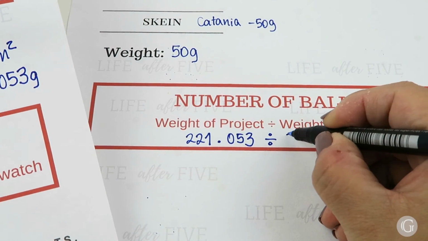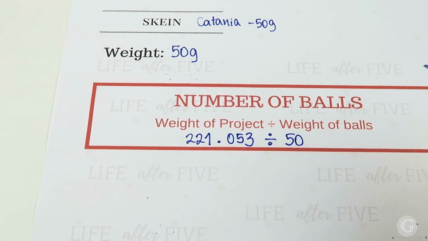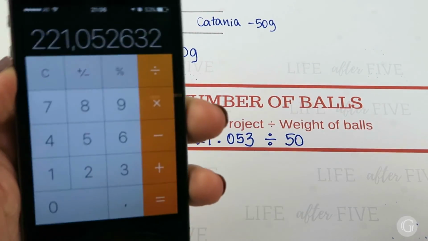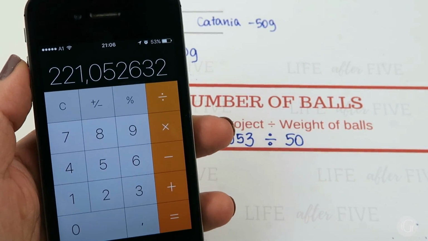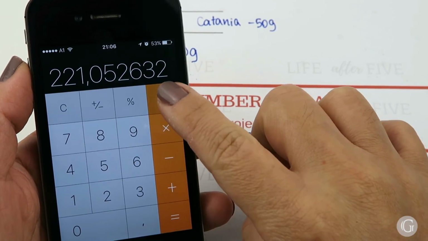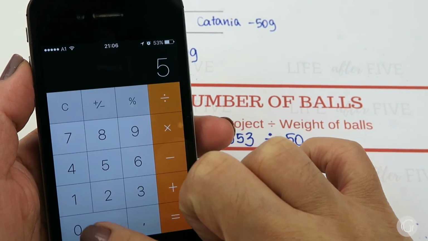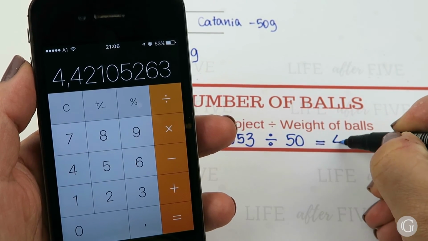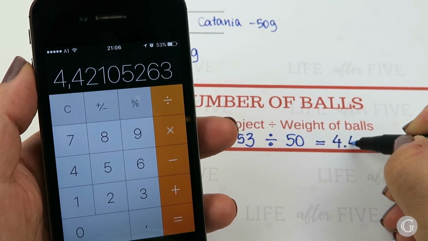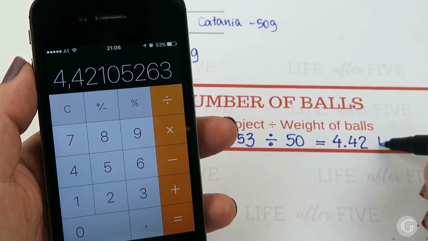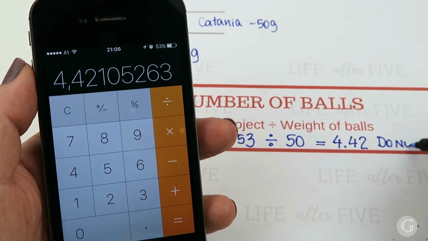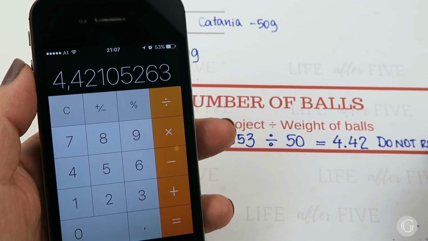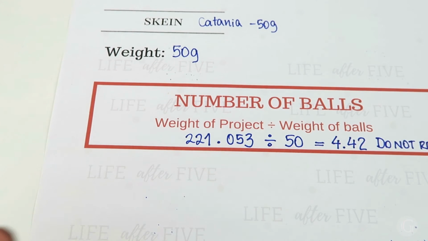divided by 50. Okay, so I'm just going to take my calculator, and here that was the long number divided over 50, that's equal to 4.42. Please do not round here, not yet. Okay, not yet. Just copy the number. This is our result for the moment.